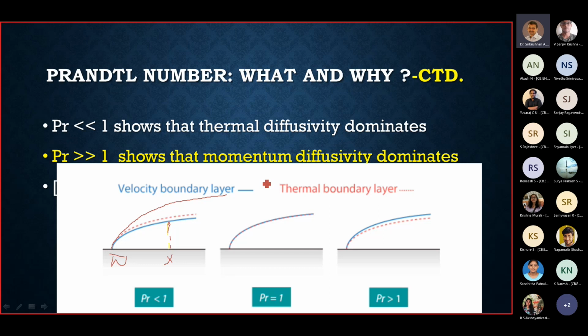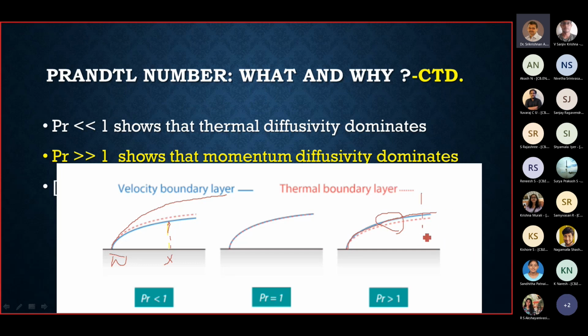Okay, so that means when Prandtl number is less than one, thermal diffusivity dominates and the temperature boundary layer, or the thermal boundary layer, will be thicker than the velocity boundary layer or the momentum boundary layer. Similarly, on the other side, when you have Prandtl number greater than one, the momentum diffusivity dominates over the thermal diffusivity. So the momentum boundary layer will be growing at a rate faster than the thermal boundary layer.